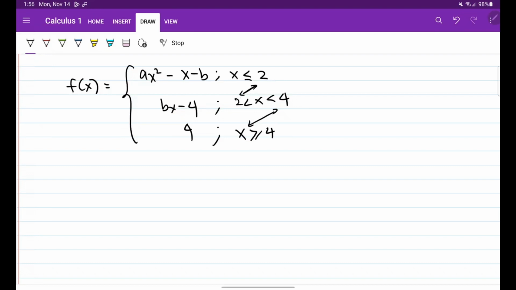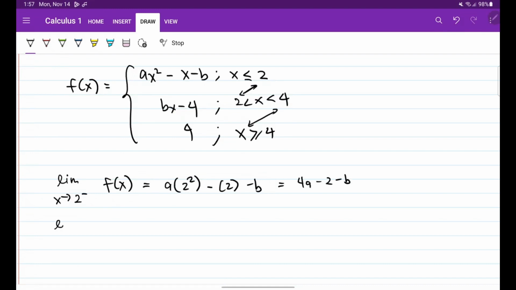We have here the limit as x approaches 2 minus of f of x. So, since 2 minus yung function natin, dapat yung gagamitin na function is yung ax squared minus x minus b. Kasi 2 minus, so that it means 1.9999, and that is less than 2. So, this is a times 2 squared minus 2 minus b. And this is equal to 4a minus 2 minus b.